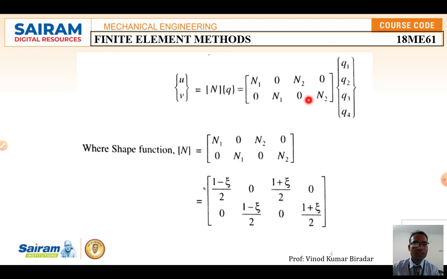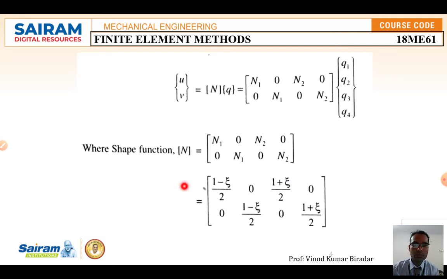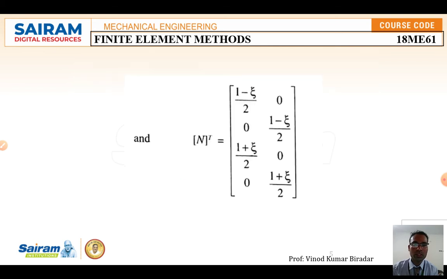We know that the shape function for the truss element is this, where N1 is taken with minus and N2 with plus. We already derived this shape function for the 2D element. Substitute the N1 and N2 values in this equation: wherever N1 is there, 1 minus zeta by 2, and where N2 is there, 1 plus zeta by 2. This is the shape function for the truss element. After substituting, take its transpose, written vertically: 1 minus zeta by 2, 0, 1 plus zeta by 2, 0.